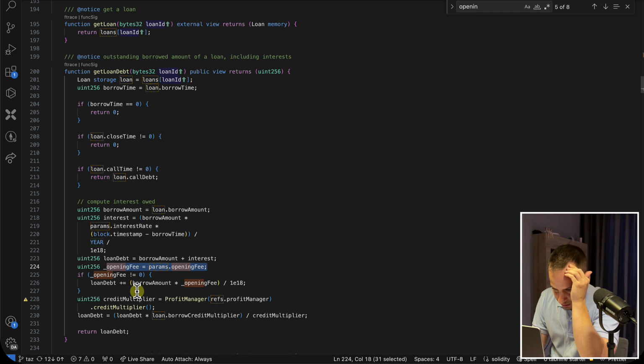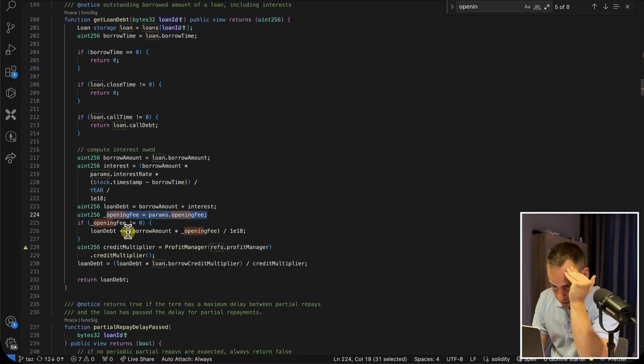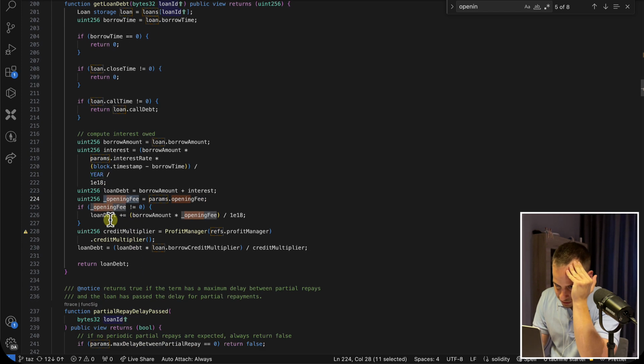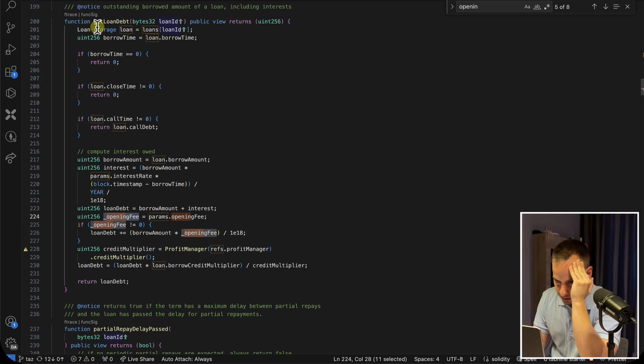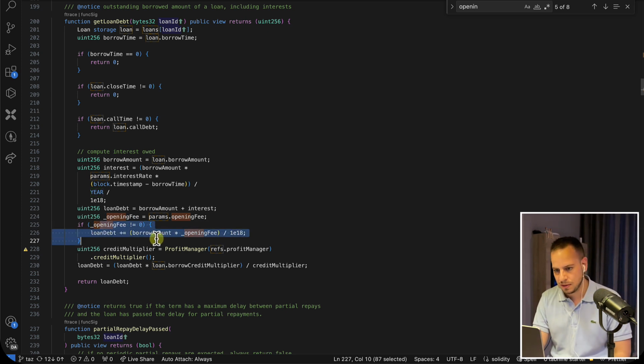Yes, that makes sense. Wait, let me think. So every time we call partial repayment, this function will be called to calculate the opening fee. And in the first payment, the opening fee will be paid because it will be included. And then they need to mark somehow that this opening fee was paid already. They don't change it to zero, or they don't mark that the user already paid the opening fee. So it makes sense. Do you have a POC that shows that the user is paying twice and pays too much?